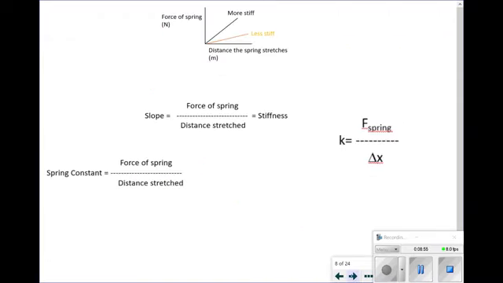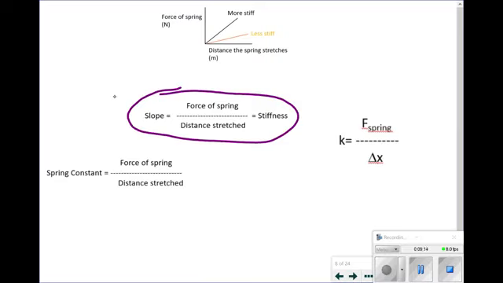We can calculate the stiffness of these springs simply by doing a ratio of the amount of force needed to compress or stretch the spring divided by the amount of distance that the spring was stretched or compressed. So the slope of the line actually represents the stiffness. The smaller the slope, the less stiff you are. The greater the slope, the more stiff you are. Please notice, though, this stiffness is a constant for a spring. So often we'll call the stiffness a spring constant instead.